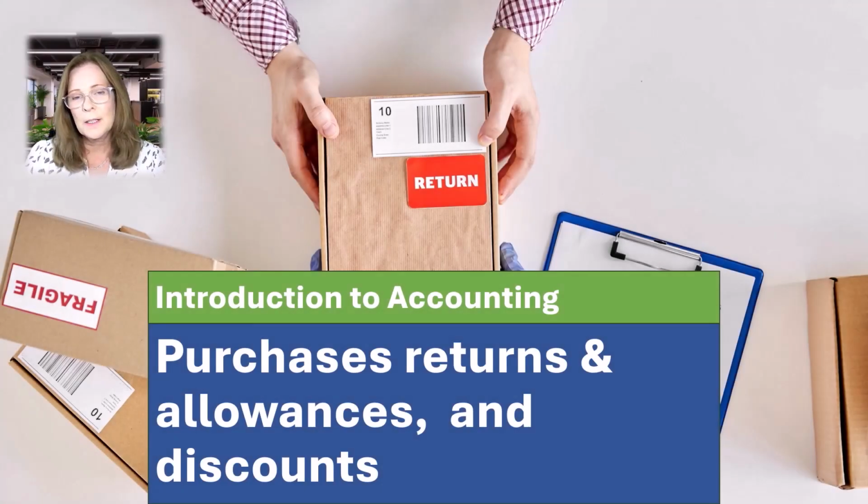Purchasing inventory is an essential part of running a merchandising business, but not every shipment arrives exactly as expected. Merchandise may be damaged in transit, defective, the wrong size or color, or simply fail to meet the buyer's specifications. When these situations occur, businesses have two primary options. They can return the merchandise to the supplier or negotiate a reduction in the purchase price while keeping the goods. These transactions are known as purchase returns and purchase allowances.